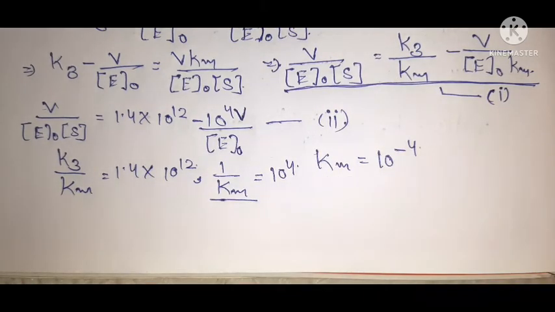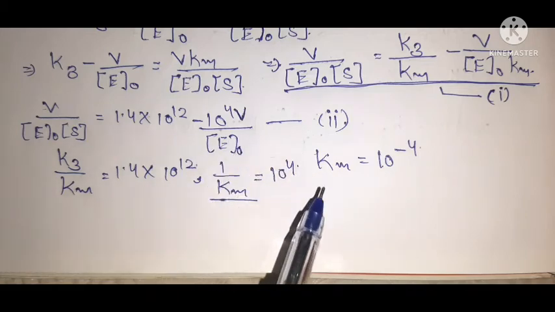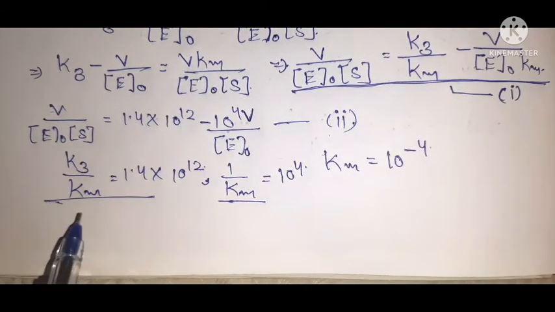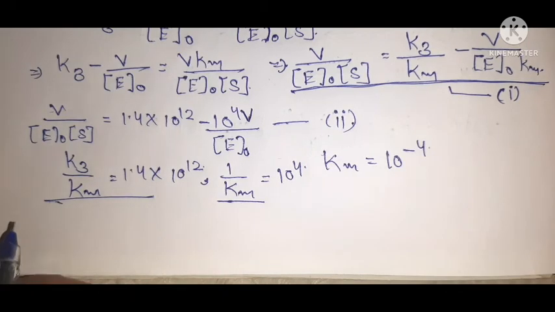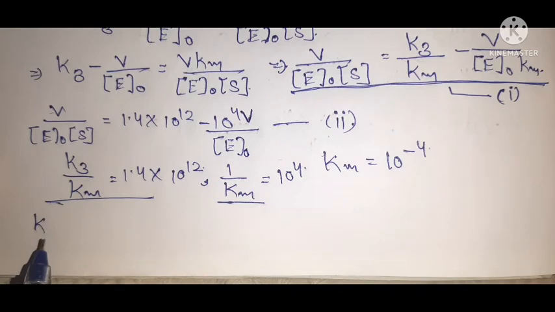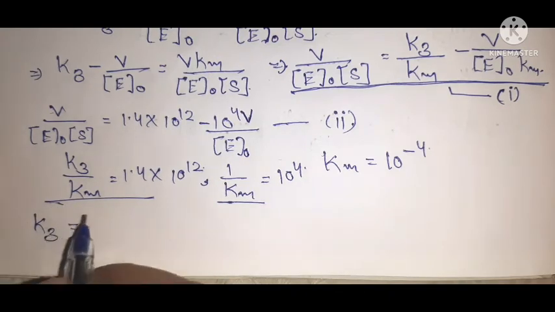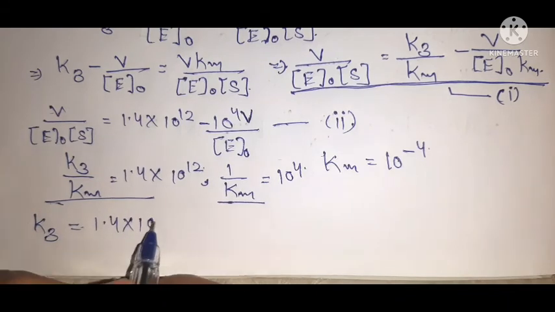We get the value of Michaelis constant, that is 10 to the power minus 4 mole per liter, and put the value of this Km in this equation, that is K3 by Km equals to 1.4 into 10 to the power 12. When you put this Michaelis constant value in this equation, you get the value of K3. The value of K3 we obtained is 1.4 multiplied by 10 to the power 8.